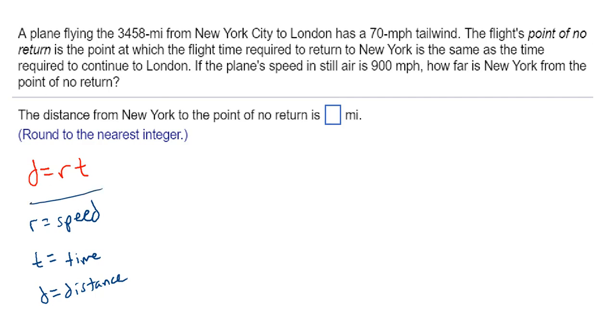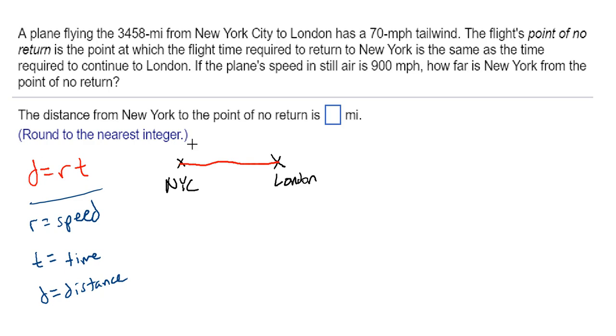However, in this situation, we have a couple things going on that we have to keep track of. We have a plane that's flying from New York to London. I like to draw a picture for these problems. You don't have to get a map and find where these cities are. Just think of it as a straight line. This is New York City, and over here is London. The plane is flying from New York City to London, and it has a 70 mile per hour tailwind.